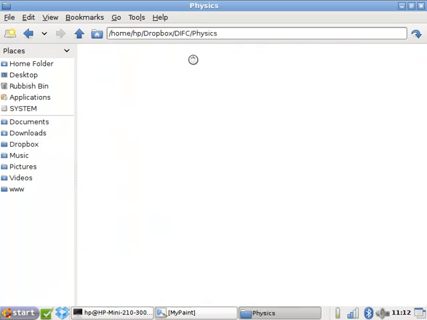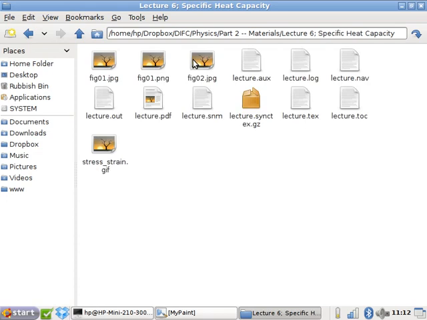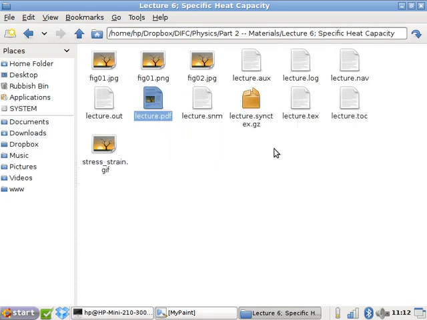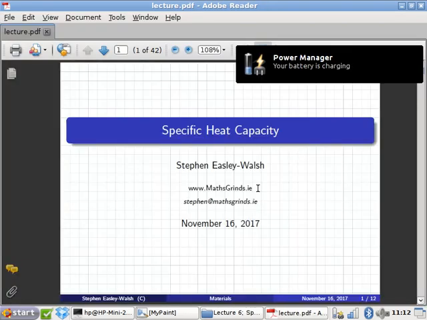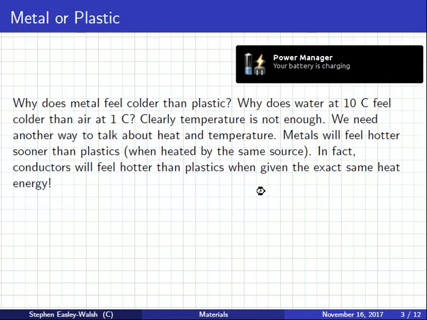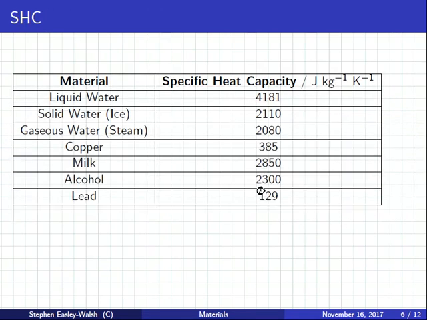DIFC, physics, materials, specific heat capacity. What did we finish on last time? What was the last thing I did with you? The table, was it? Okay, great. Right, so let's continue from the table then.